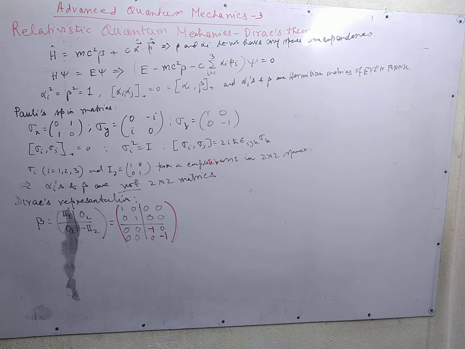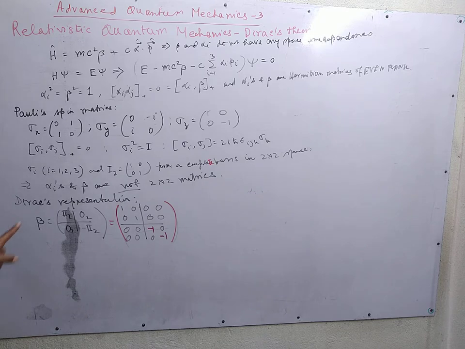This is the third lecture on advanced quantum mechanics. In the earlier class, we were discussing Dirac theory of relativistic quantum mechanics, and the last lecture was terminated abruptly due to some technical issues. Now we just start this class as a continuation of the previous class.